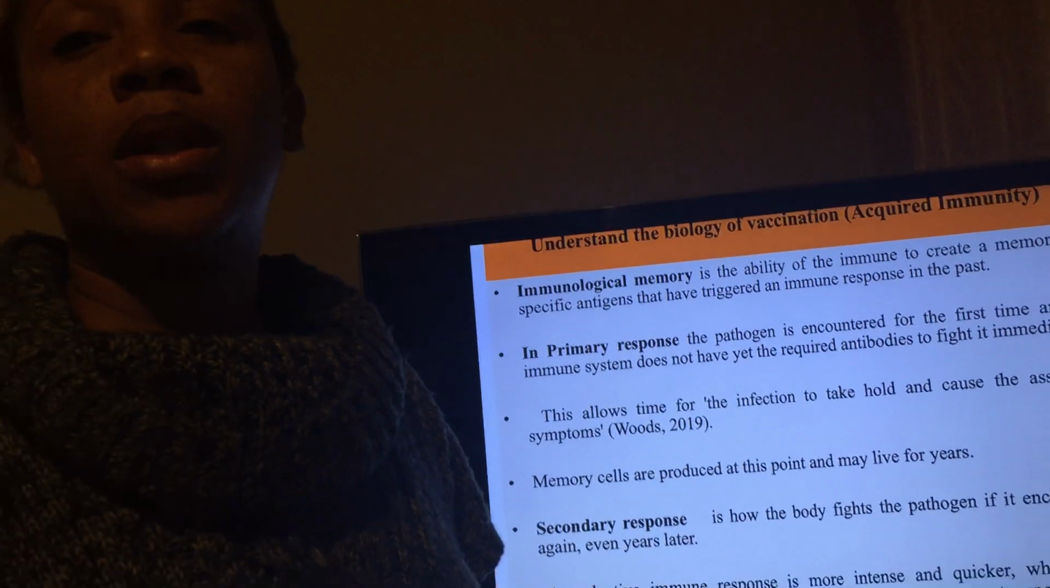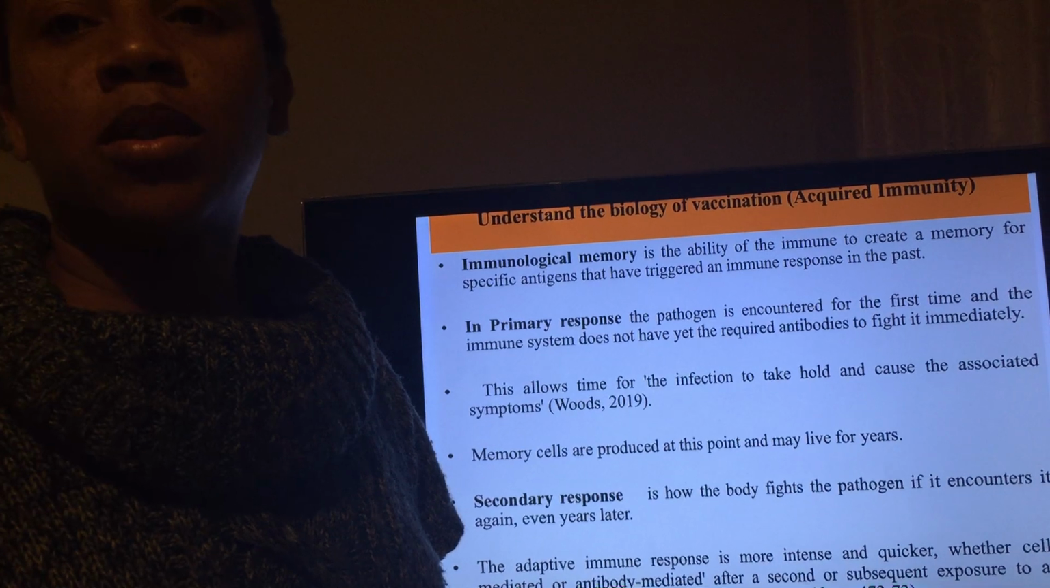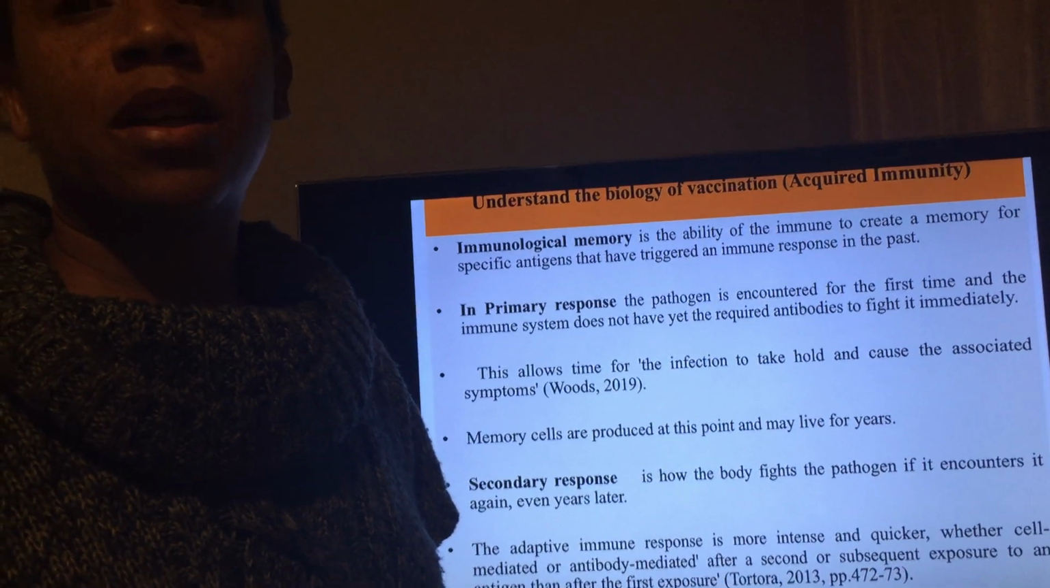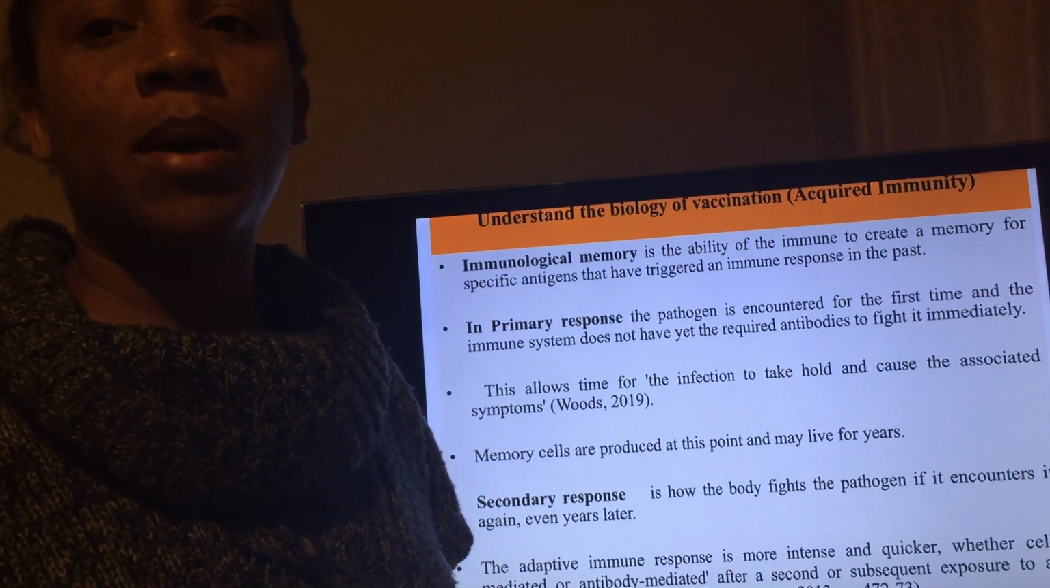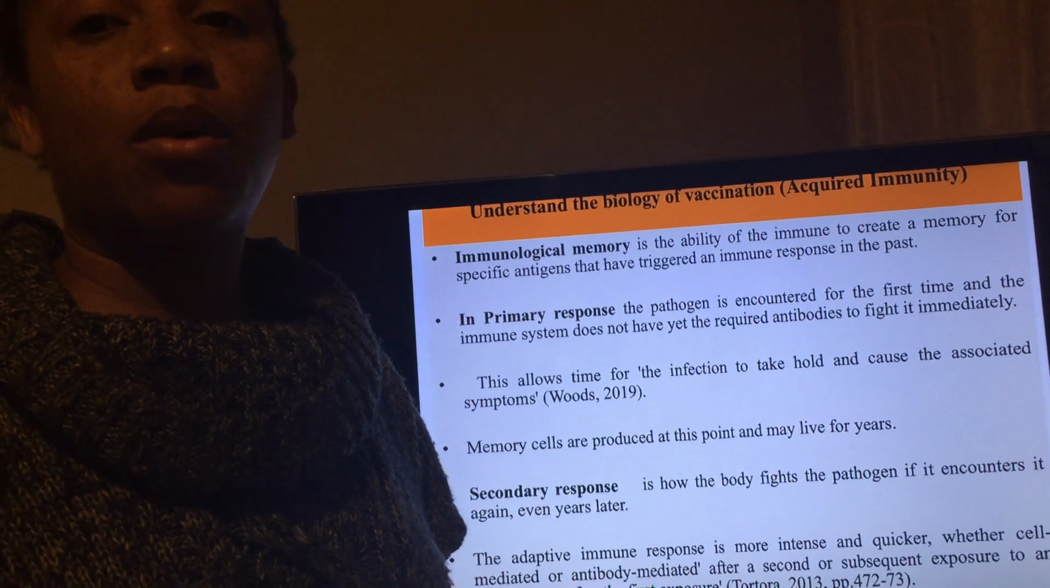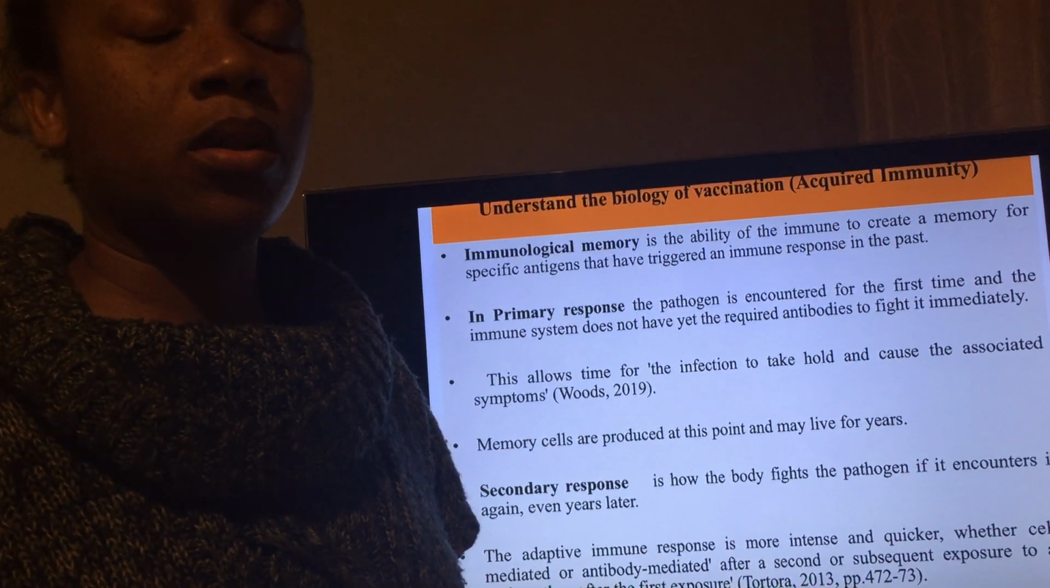Immunological memory is when the adaptive immune response remembers specific antigens that have triggered an immune response in the past, either through naturally acquired immunity or artificially acquired immunity.